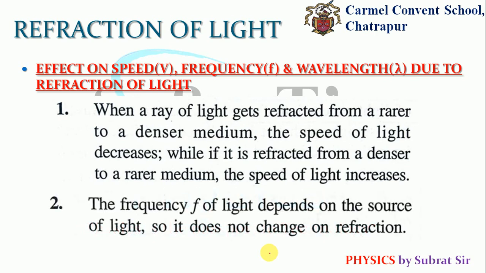Then the second point: the frequency f of light depends on the source of light, so it does not change on refraction. If the source of light changes, then the frequency will change, but it does not depend upon the refraction. So the frequency remains constant, unchanged, in the refraction process.